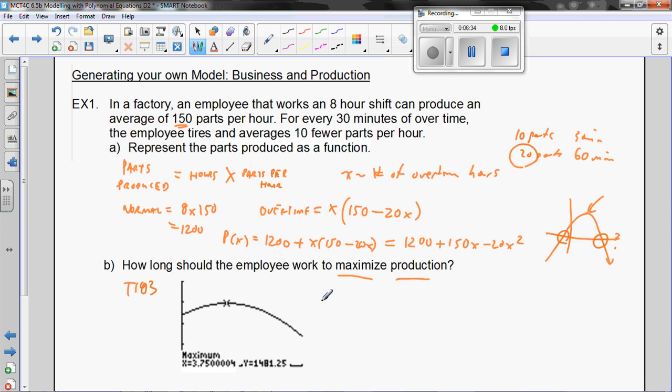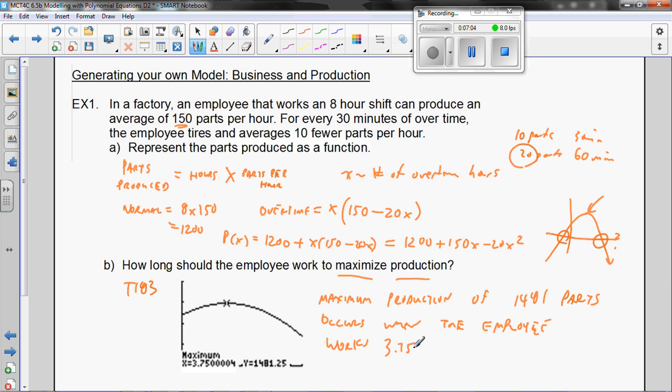So I'm going to say maximum production of 1,481 parts occurs when the employee works 3.75 hours overtime.